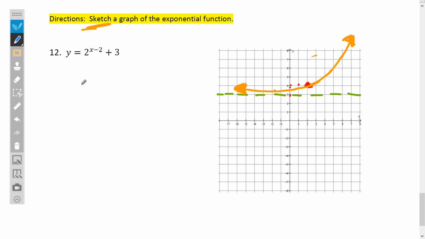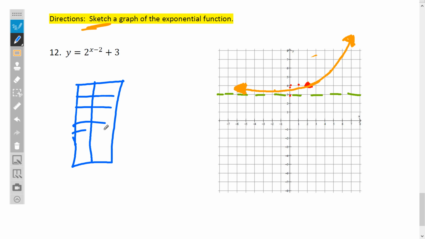We could have also done this using a table of values, an x-y table of values, putting x minus 2 in the middle, and plugging in all the numbers. You could have done it this way. This would be fine as well. This is acceptable. I just personally think it takes more time, but you could do it this way.